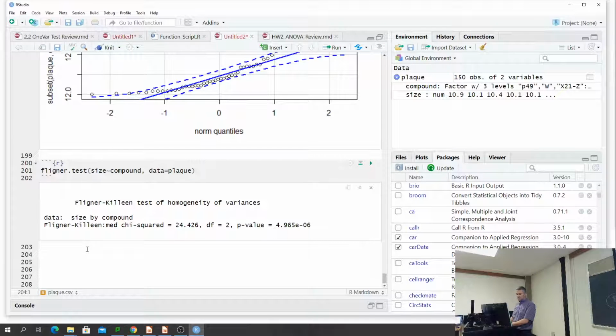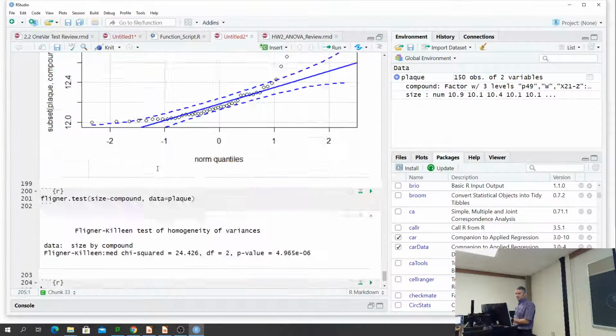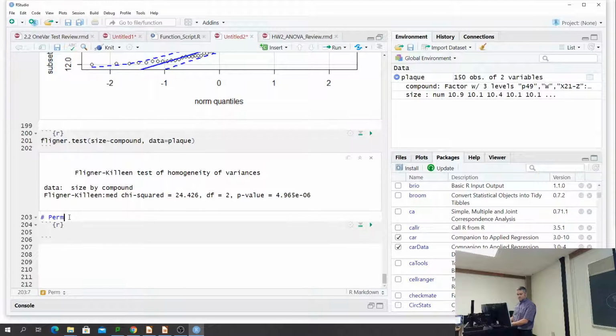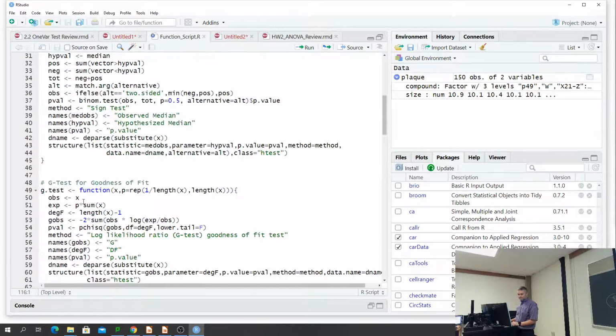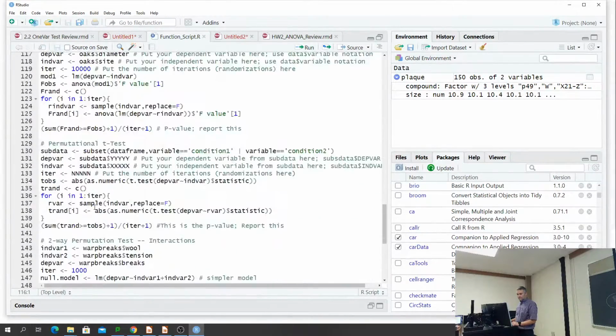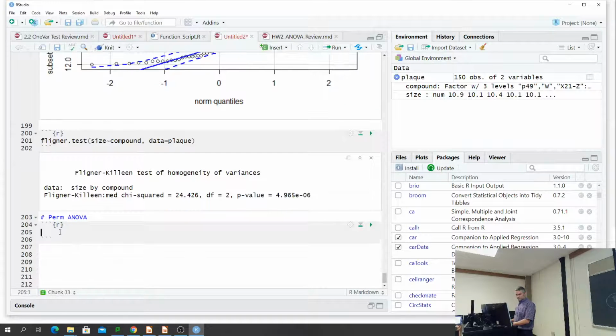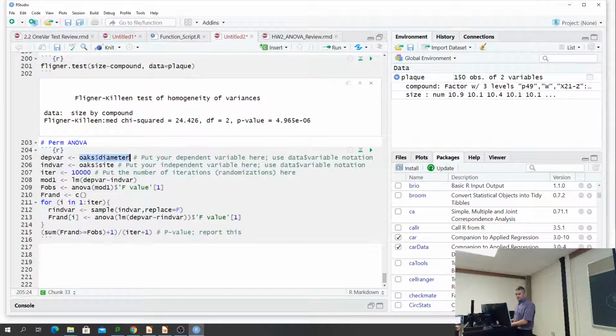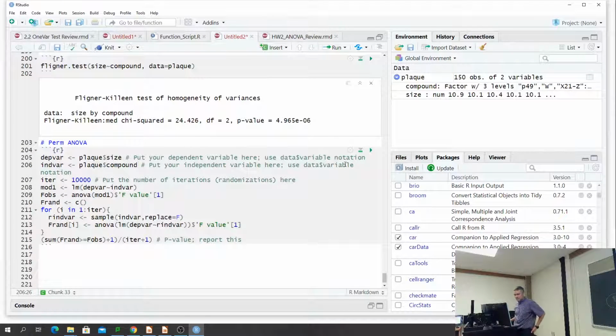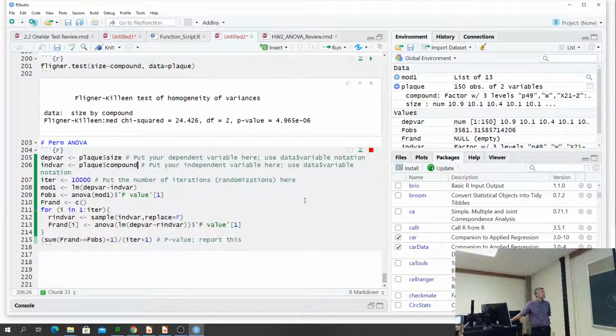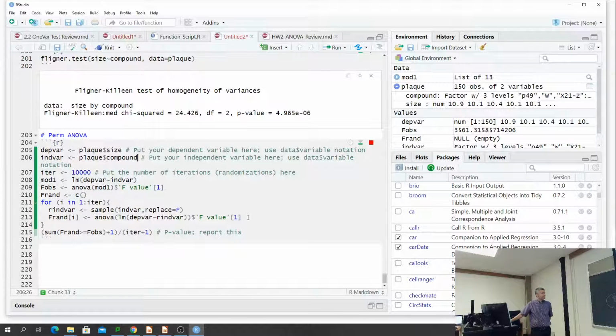So the next test then is our Anova. All right, and it's going to be a permutational Anova. So I'm going to go to my function script. I'm going to pull it off of here. There it is, permutational Anova. Copy it. Paste it. Update it. So our dependent variable is plaque size. Our independent variable is compound. So plaque$size by compound. All right, and I want 10,000 iterations. So when I run that, I get a small p-value, right? Small p-value.